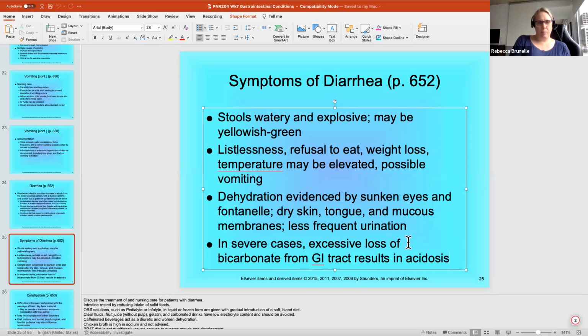That's a common thing to be tested on as one of the more difficult questions on a HESI or your NCLEX. So if you have diarrhea, over time you'll lose bicarb and you'll end up with an acidosis.